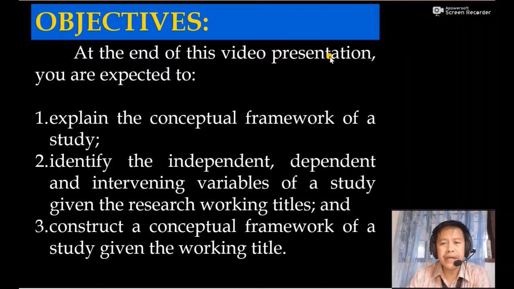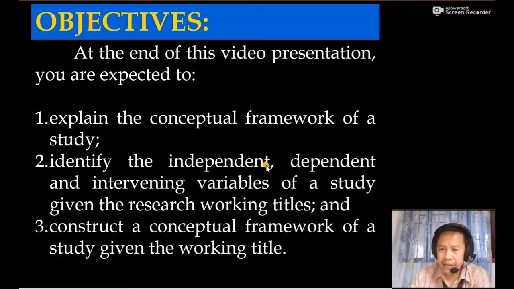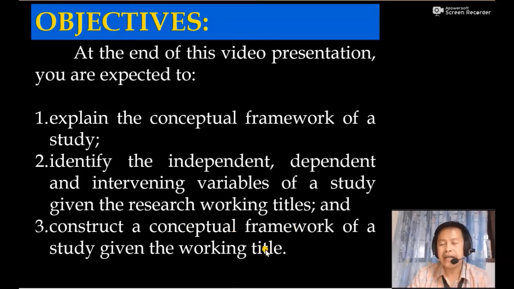At the end of this video presentation, you are expected to, number 1, explain the conceptual framework of a study. Number 2, identify the independent, dependent, and intervening variables of a study given the research working titles. And number 3, construct a conceptual framework of a study given the working title.